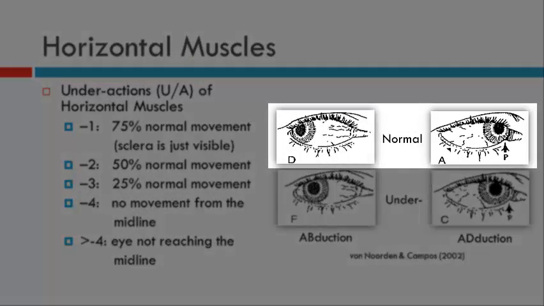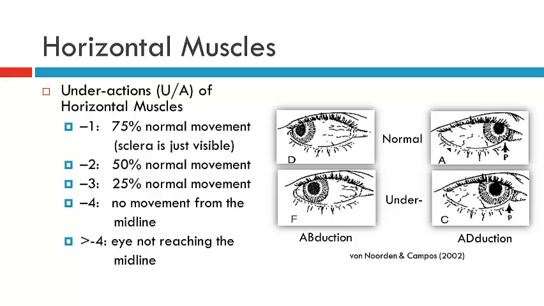So we will use this as a reference point and then grade the limitation accordingly. Now, -1 is 75% of normal movement, and here we usually just begin to see sclera. A -2 is 50% of normal movement, -3, 25% of normal movement, and a -4 is an eye that makes it to midline but can't move beyond midline. And this is where we then can grade greater than 4 if the eye doesn't even get to midline.